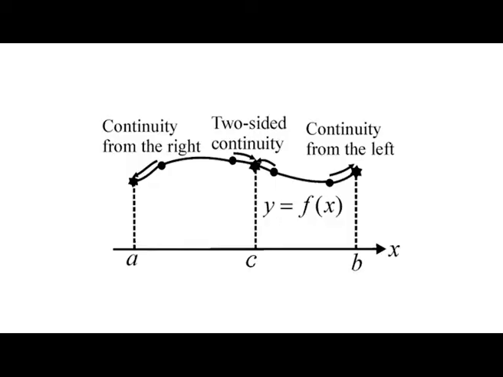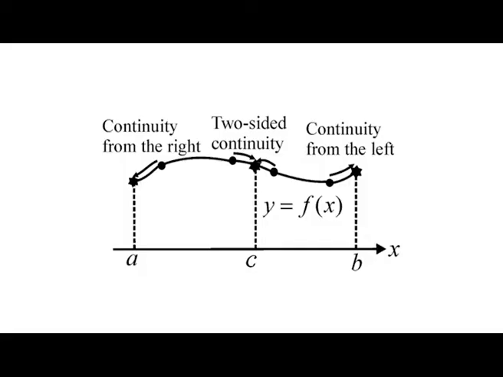A function is continuous at the left endpoint a of its domain if it is right continuous at a. That is, f is continuous at the left endpoint x equal to a of its domain if limit of f of x as x approaches a from the right is f of a. Similarly, a function is continuous at the right endpoint b of its domain if it is left continuous at b. That is, f is continuous at the right endpoint x equal to b of its domain if limit of f of x as x approaches b from the left is f of b.